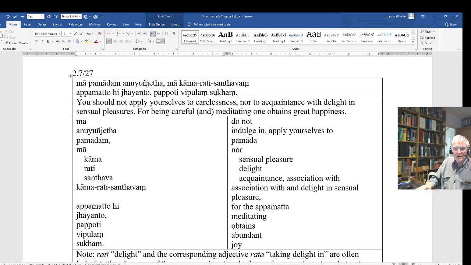Now, here we've got ma pamadam anuyunjetha. Now that could be second person plural, talking to you in the plural of the parasmaipada. Do not engage. Or optative here, ma with the optative, meaning it like an advice, not an exact command, but you should not do it. Ma pamadam anuyunjetha. Now, with this ambiguity I've just mentioned to you, this could be parasmaipada, second person plural, you should not engage in pamada, or it could be the impersonal third person, meaning one. Very often you see something expressed in the third person, meaning one generally. So, ma pamadam anuyunjetha, he should not engage in pamada. So there we are.